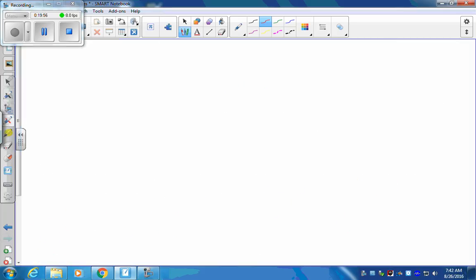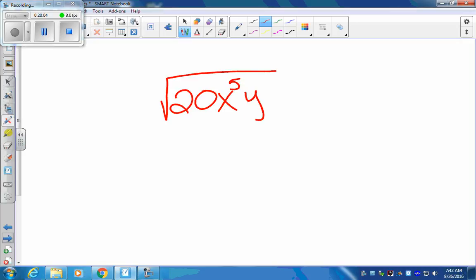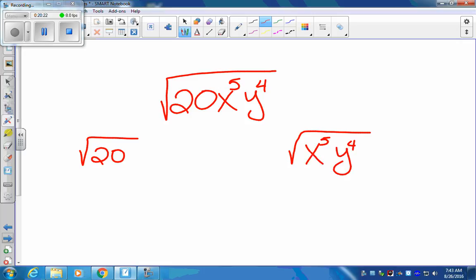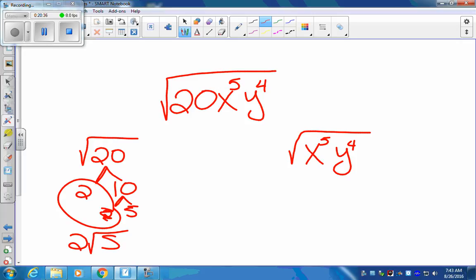Okay, so let's take a look at an example. We can do a number and some letters together. When you have both numbers and letters, you want to separate them. Do the number first, and then we'll worry about the letters, the variables. We're separating them for right now. So the numbers we can break down into 2 and 10, and 2 and 5. So 2 goes on the outside, the 5 stays underneath.